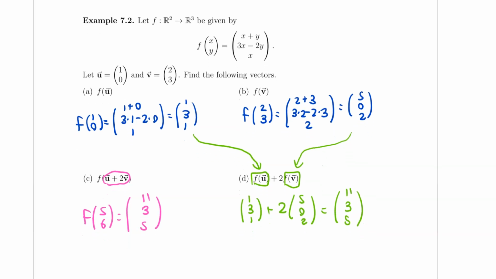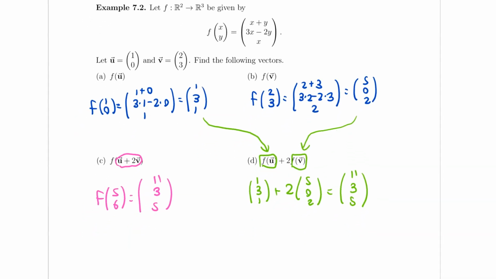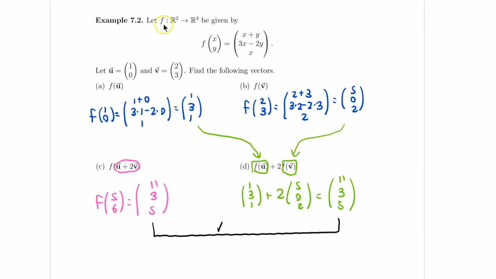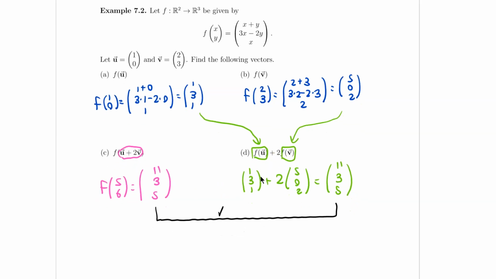But notice that this time my pink vector and my green vector are the same. And this is indeed because the function that I have here is a linear transformation, so it preserves linear combinations. When I have a function f of a linear combination, it's the same as the linear combination of the function f that I have. So let's try the next one.